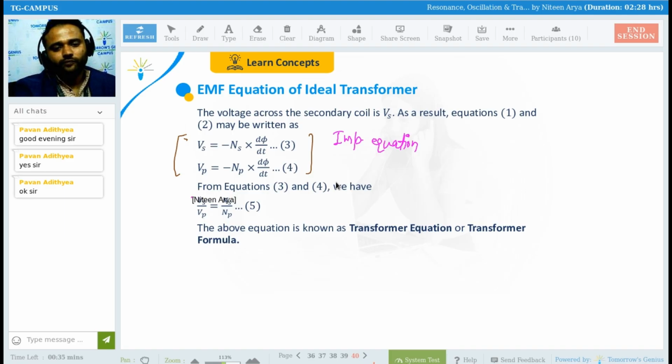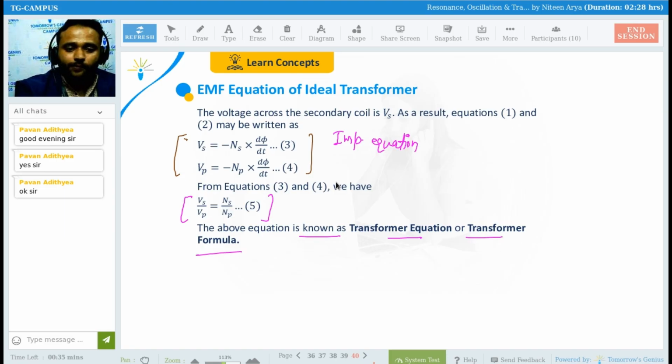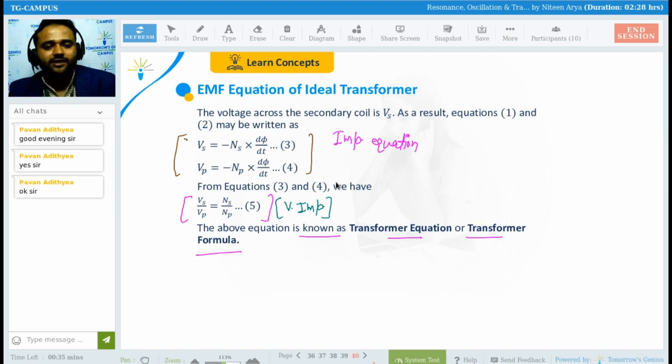And then this one is most important. From equations 3 and 4, Vs by Vp equals Ns by Np. The above equation is known as the transformer equation or transformer formula. Very important. It is a simple, very basic question you get from this subtopic, nothing more than that. These are four things. Among the four, you get three things in the question, like number of primary turns, number of secondary turns, or voltage at primary, so you need to find voltage at secondary, or the reverse.